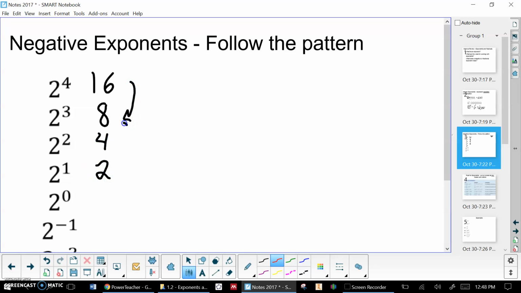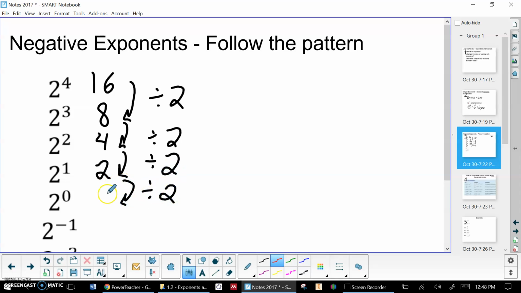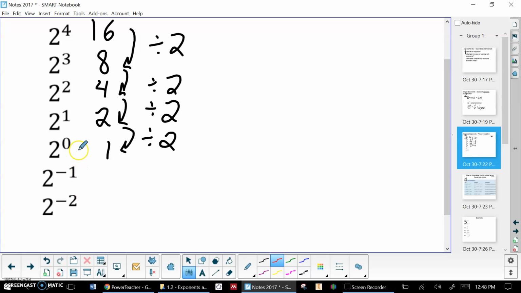As we're going down here each time, because we're just decreasing the power of 2, we're dividing by 2 each time. And if we follow this pattern and we keep going, 2 to the 0th power, by definition, has to be just 1. Because we're just dividing by 2 each time to go down. And in that case, everything to the 0 power would follow that exact same pattern. Anything to the 0 power is 1.